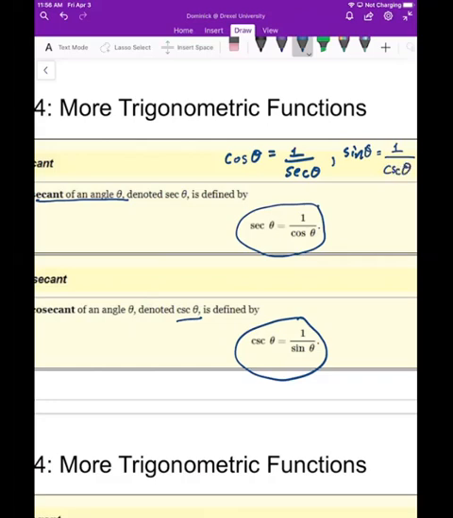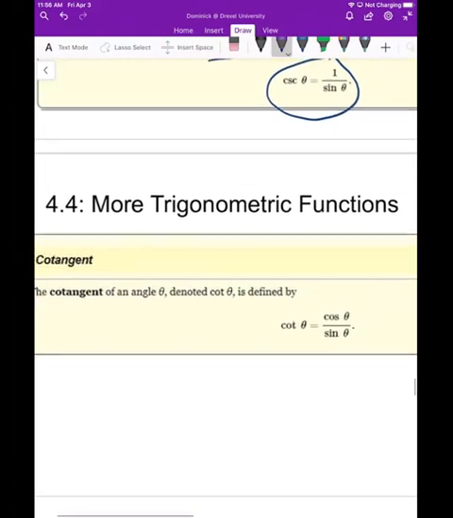And in each of these relationships, you only have one co per relationship, right? So you know that cosine and cosecant don't go together because that would be two trig functions that start with the two letters co, right? So cosine is the reciprocal of secant, sine is the reciprocal of cosecant.